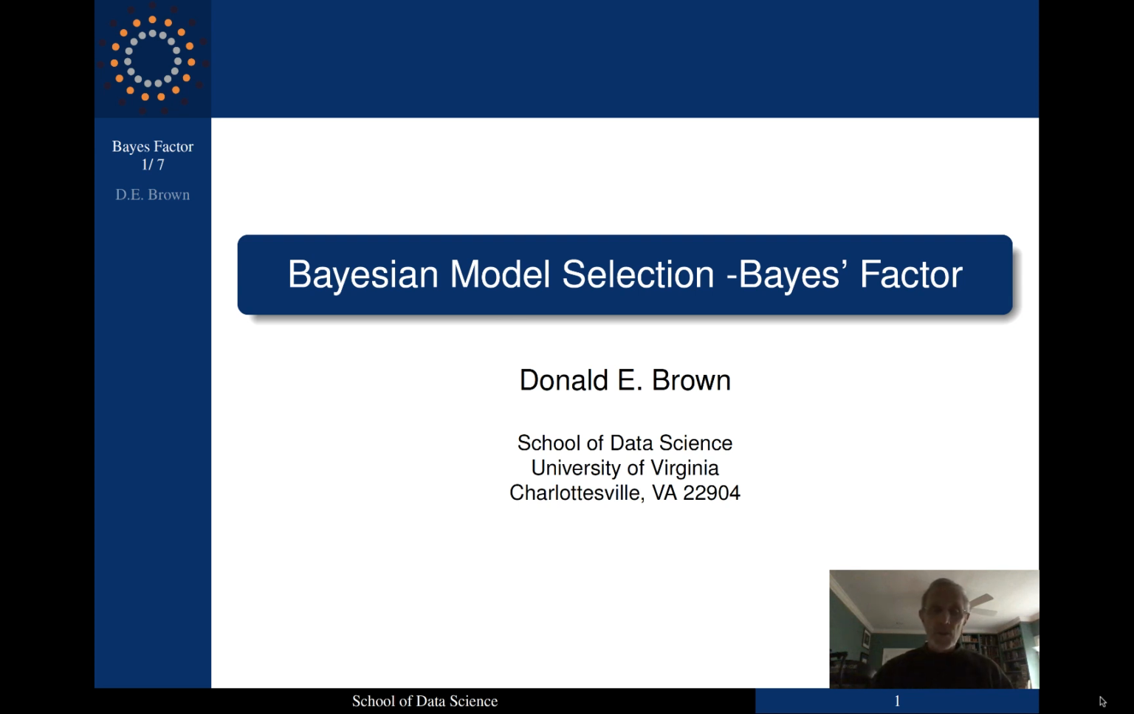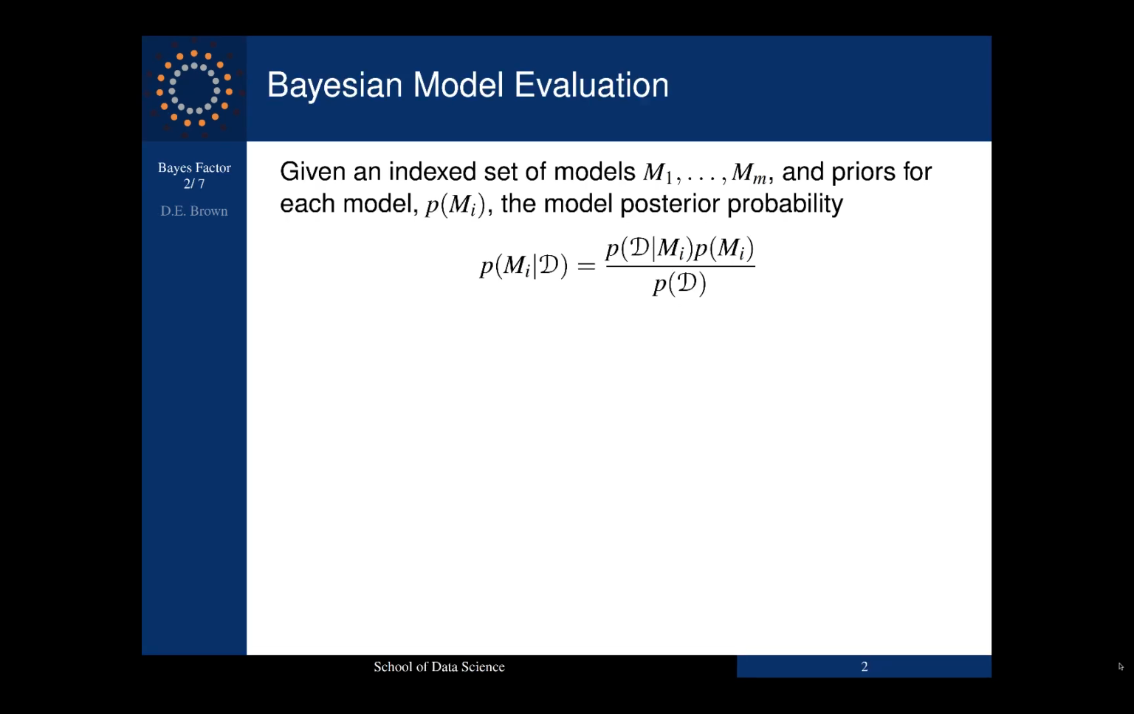This begins the first of several lectures on model selection. And the specific approach to model selection that we'll look at is known as Bayes factor. We'll start by looking at the model selection problem through the lens of Bayes' rule. And here's how we formulate the basic problem.